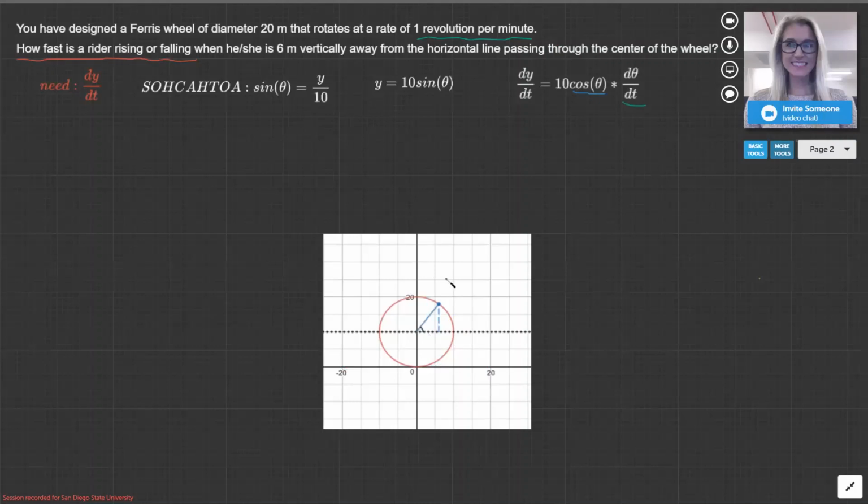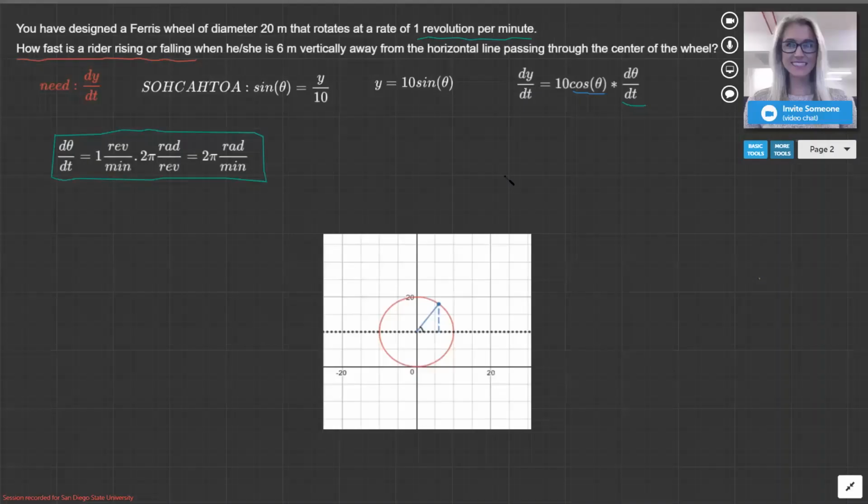So using SOHCAHTOA, we can solve for y. So I said sine of this theta, which is opposite over hypotenuse, would be y, which is that height, over 10, which is the radius. Rearranging it, y equals 10 sine theta, just by multiplying the 10 over. And then if you take the derivative of that and using chain rule, you'd get 10 cosine theta times the derivative of theta over t, because we have it with respect to t, not with respect to theta. So we have to do that chain rule.